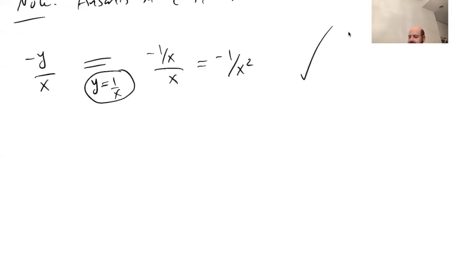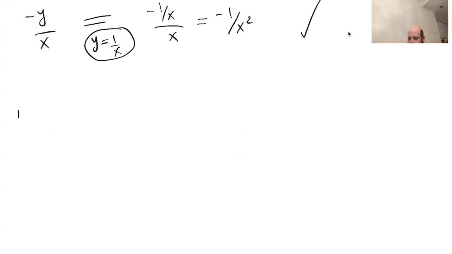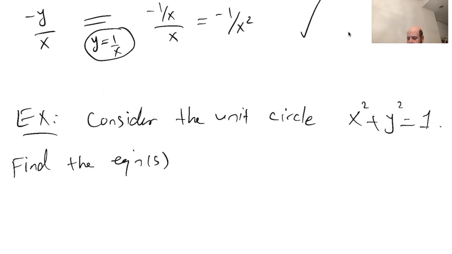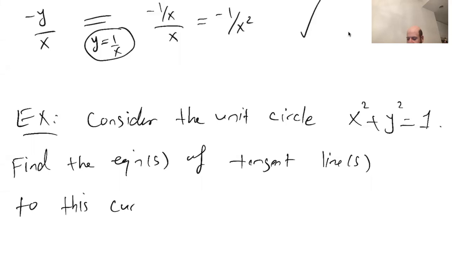All right, so let's look at the next example. Let's say consider the unit circle. The equation x squared plus y squared equals 1. Find the equation or the equations of tangent line or tangent lines to this curve at x equals 1/3.